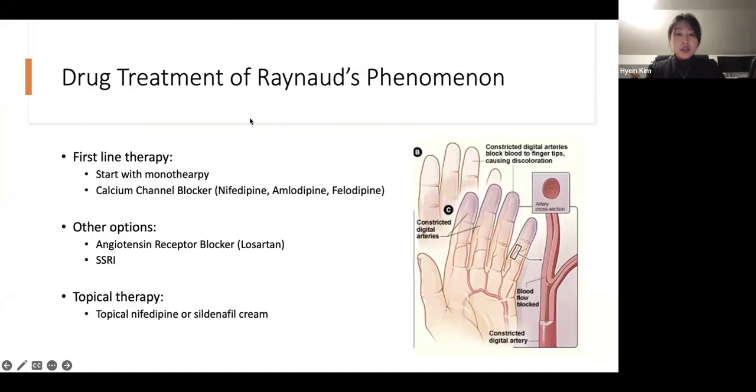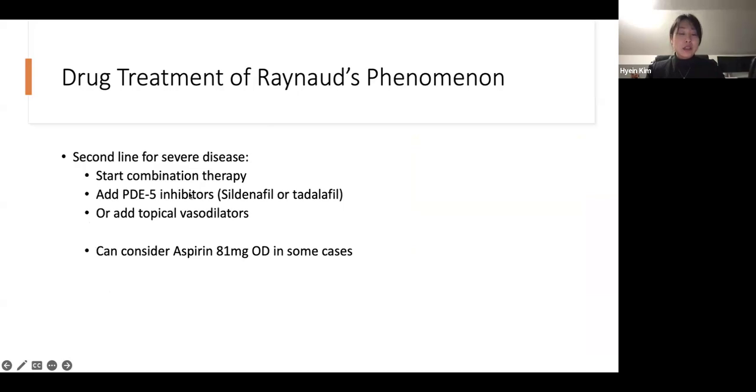Another question here. Someone asked, you mentioned sildenafil cream. What about oral sildenafil or tadalafil? So that's coming up. That's more of a second line therapy.